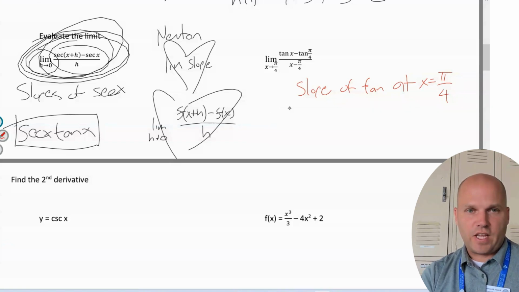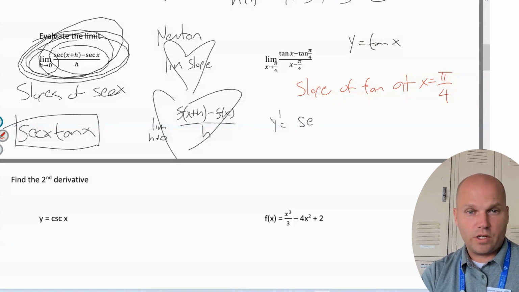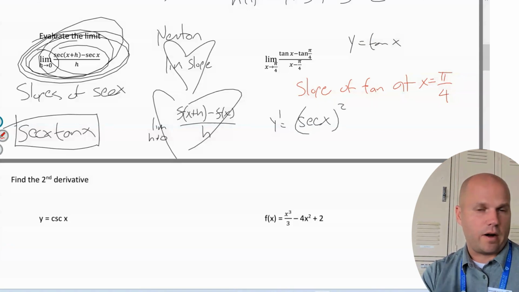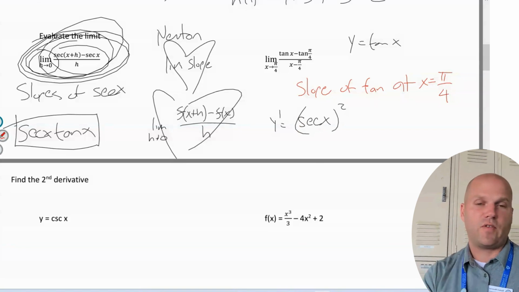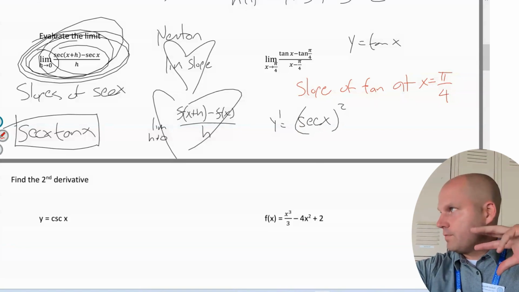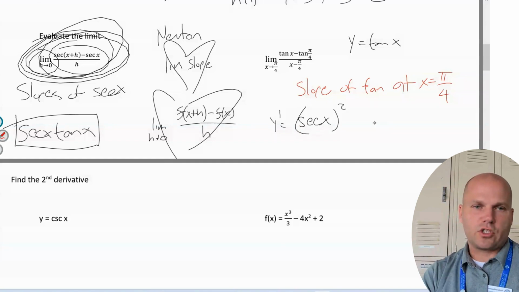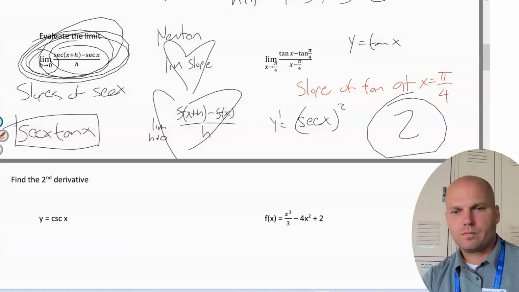The slopes of tangent, if y equals tangent, the slopes of tangent are secant squared. If you want to write it as secant x squared, just because you know you're going to use it, that's fine. Cosine of pi over 4 is root 2 over 2. Secant of pi over 4 is just root 2. Squared is just 2. Cool.